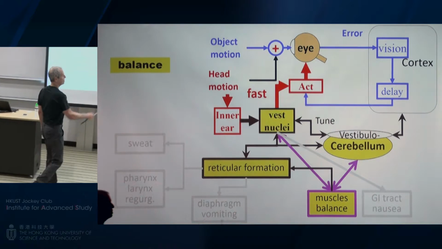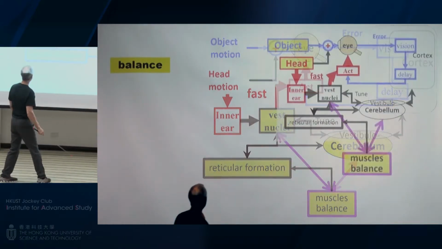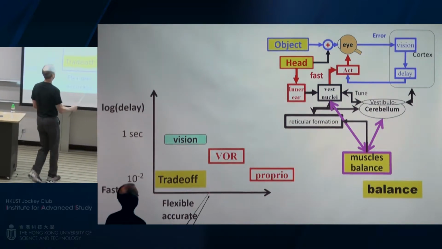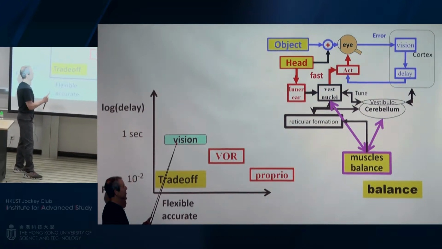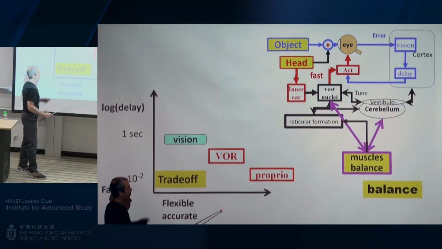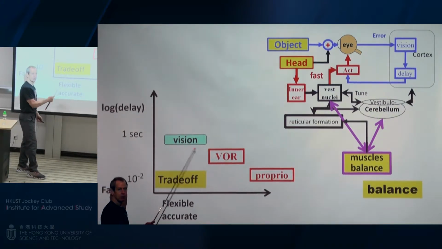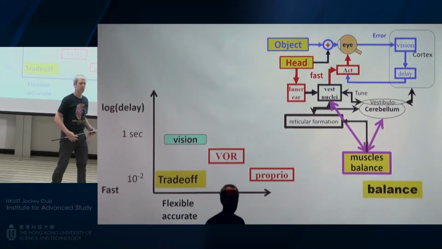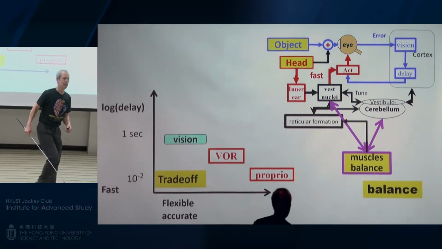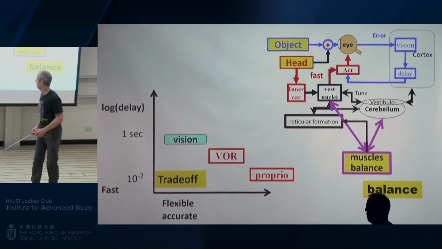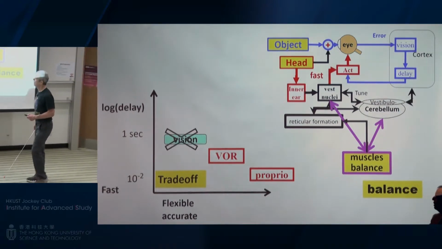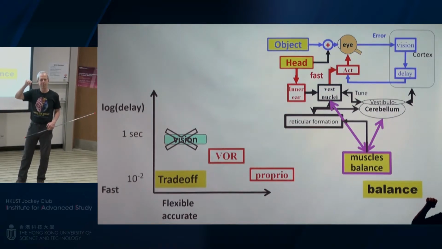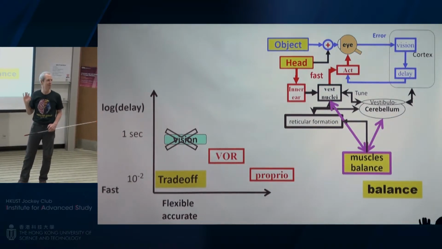But balance is more interesting. So how do we balance? Let's look at this trade-off. We've got three systems, from the fastest to the slowest. Okay, so vision we've talked about, VOR we've talked about, proprioception is the sense of your body. So I can feel my legs, so that's really fast. So we can, one at a time, remove these systems and see what happens.